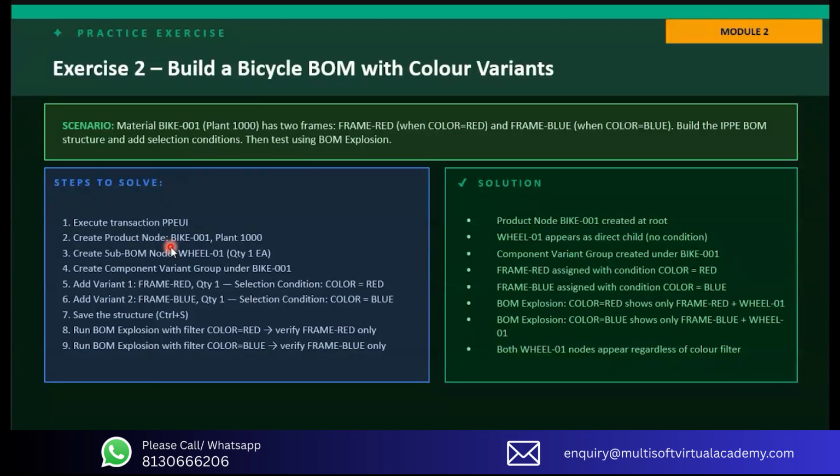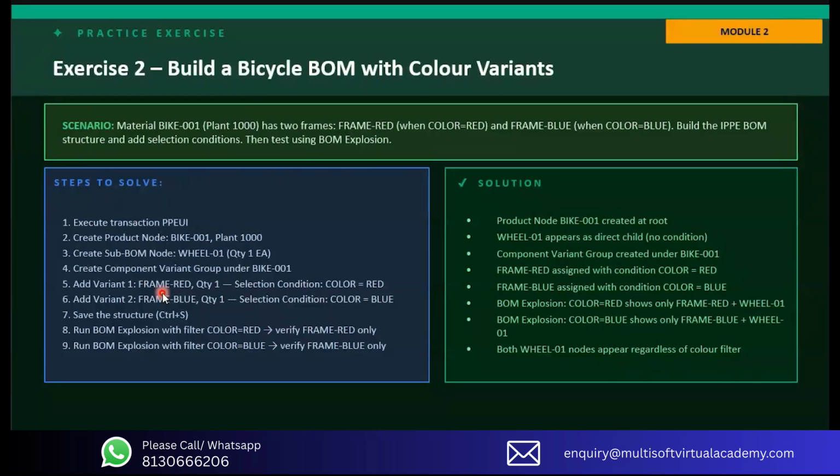Create sub BOM node. There you enter the component and enter each. Create component variant group where you have multiple combinations. So you enter the bike 01. Variant red is 1, blue is 1. This is a characteristic, frame. How do we create it in variant configuration? We create frame as a characteristic. Under the characteristic, we have red and blue. Likewise, the same thing you'll also maintain in the system.